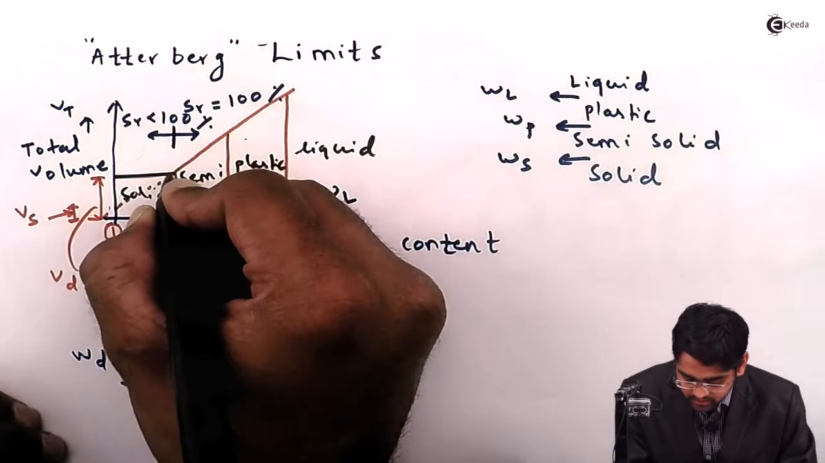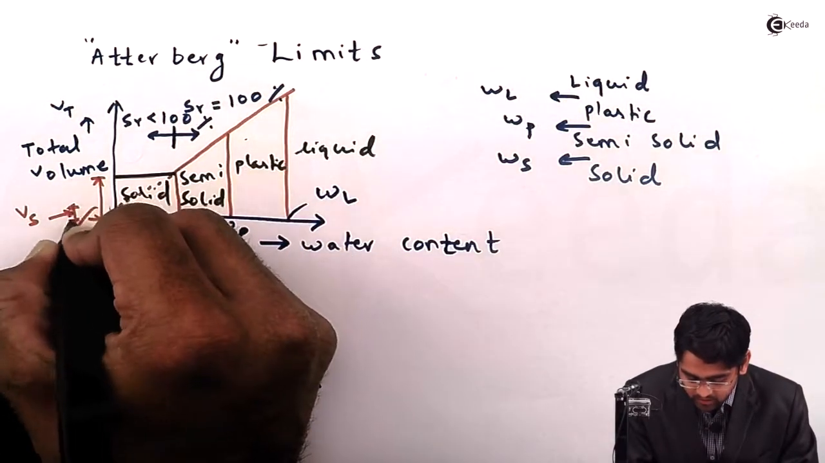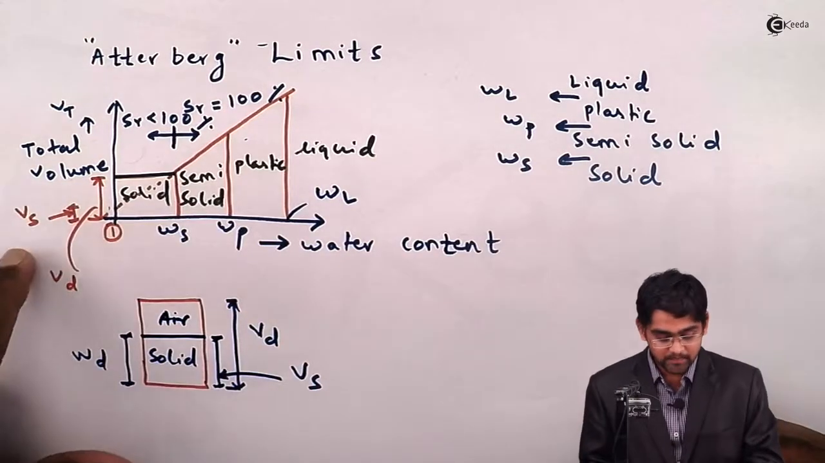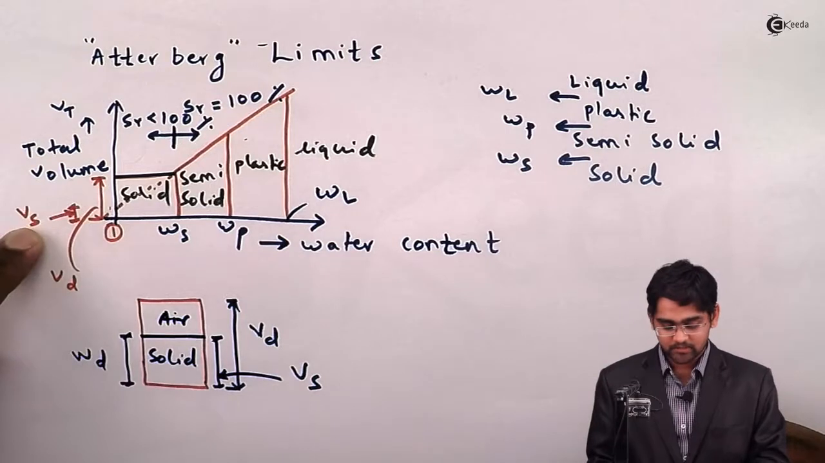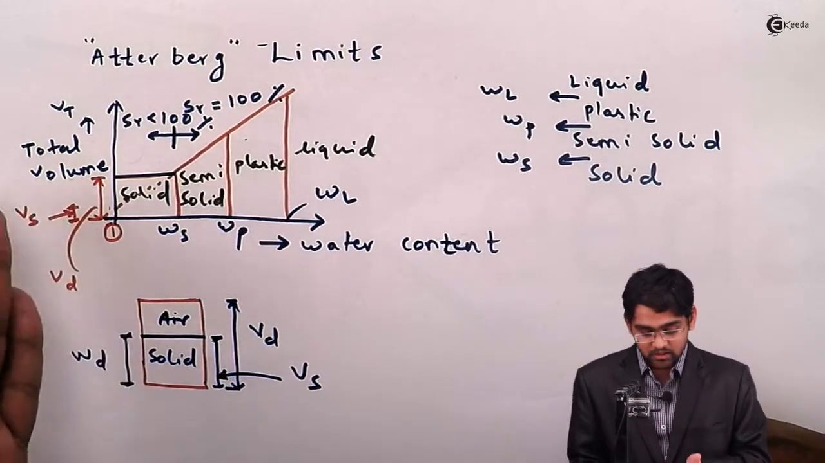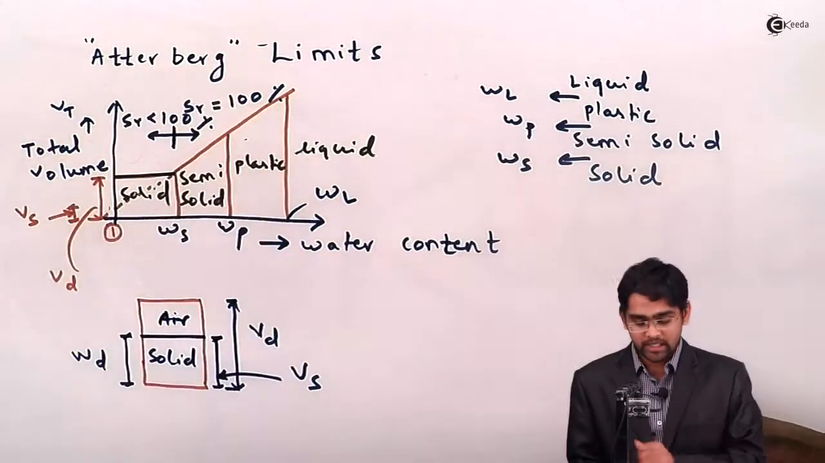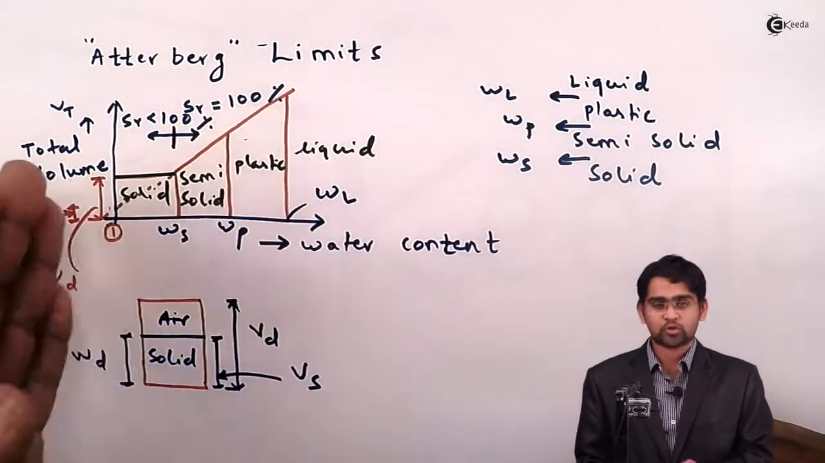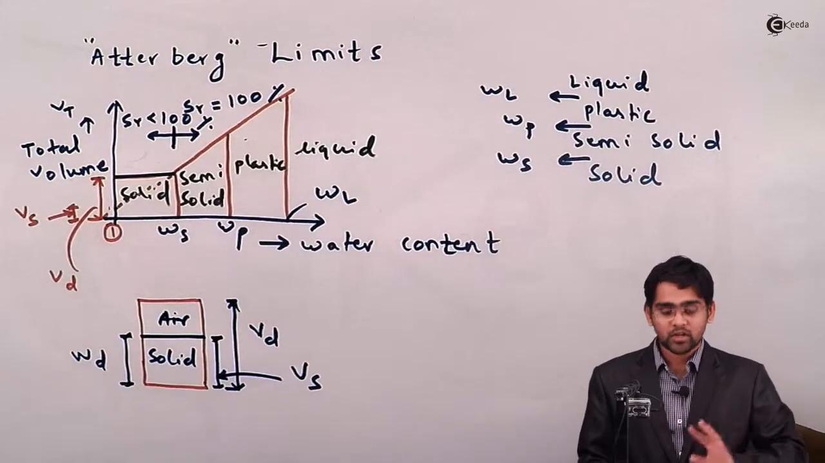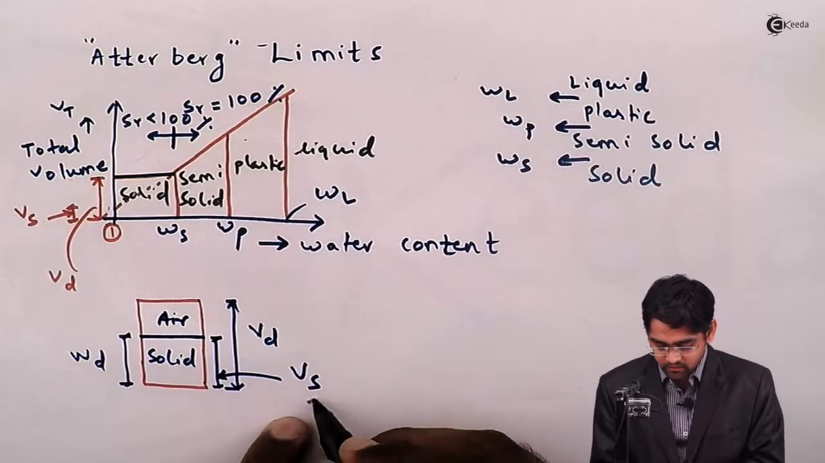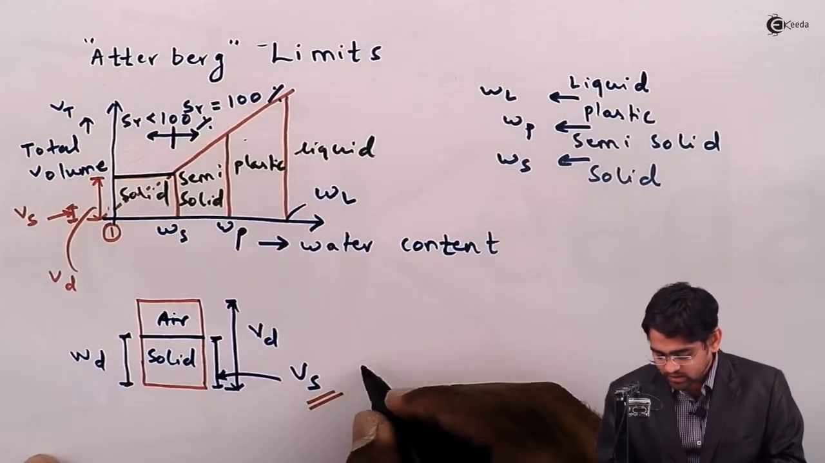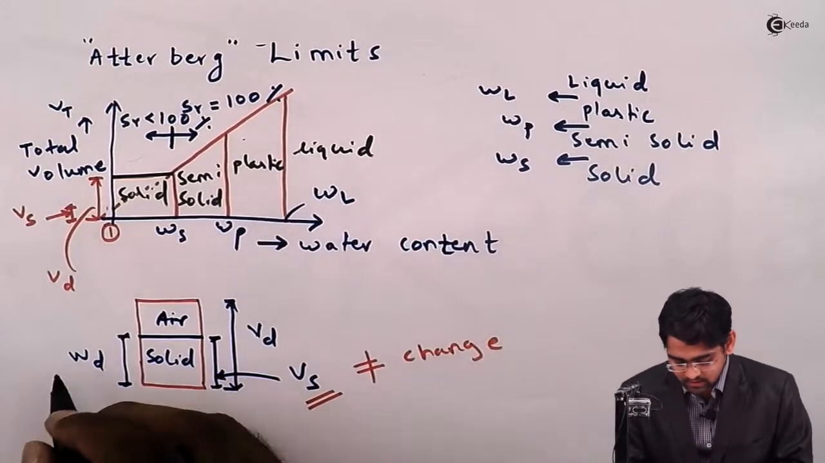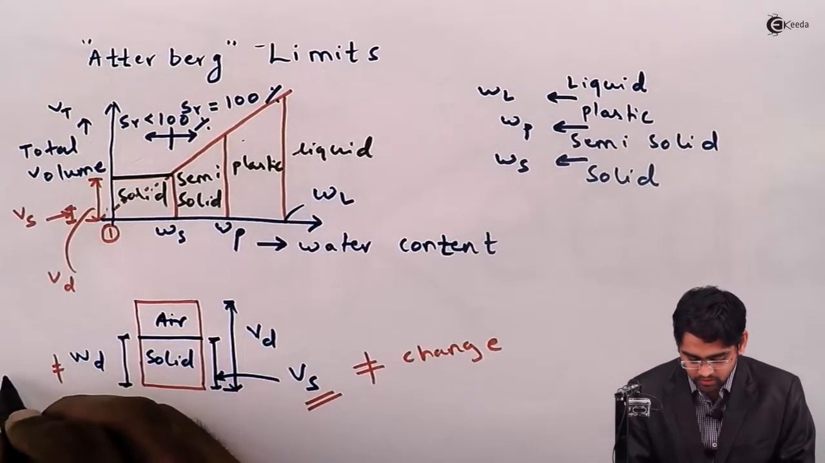So remember, if you extend this line, then we get this particular ordinate when water content is 0, and that ordinate is called the volume of soil solid. But remember, at a water content even greater than the liquid limit, if you go on continuously removing water from the soil, two things will not change. First of all, the volume of soil solid will not change, and the weight of the solid is also not going to change.